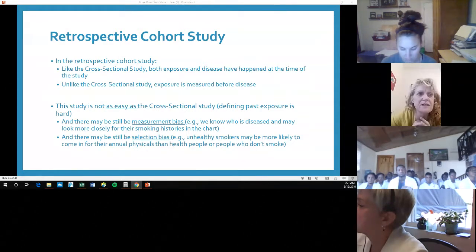Unlike the cross-sectional study, though, in the retrospective cohort, we measure the exposure before we measure disease.